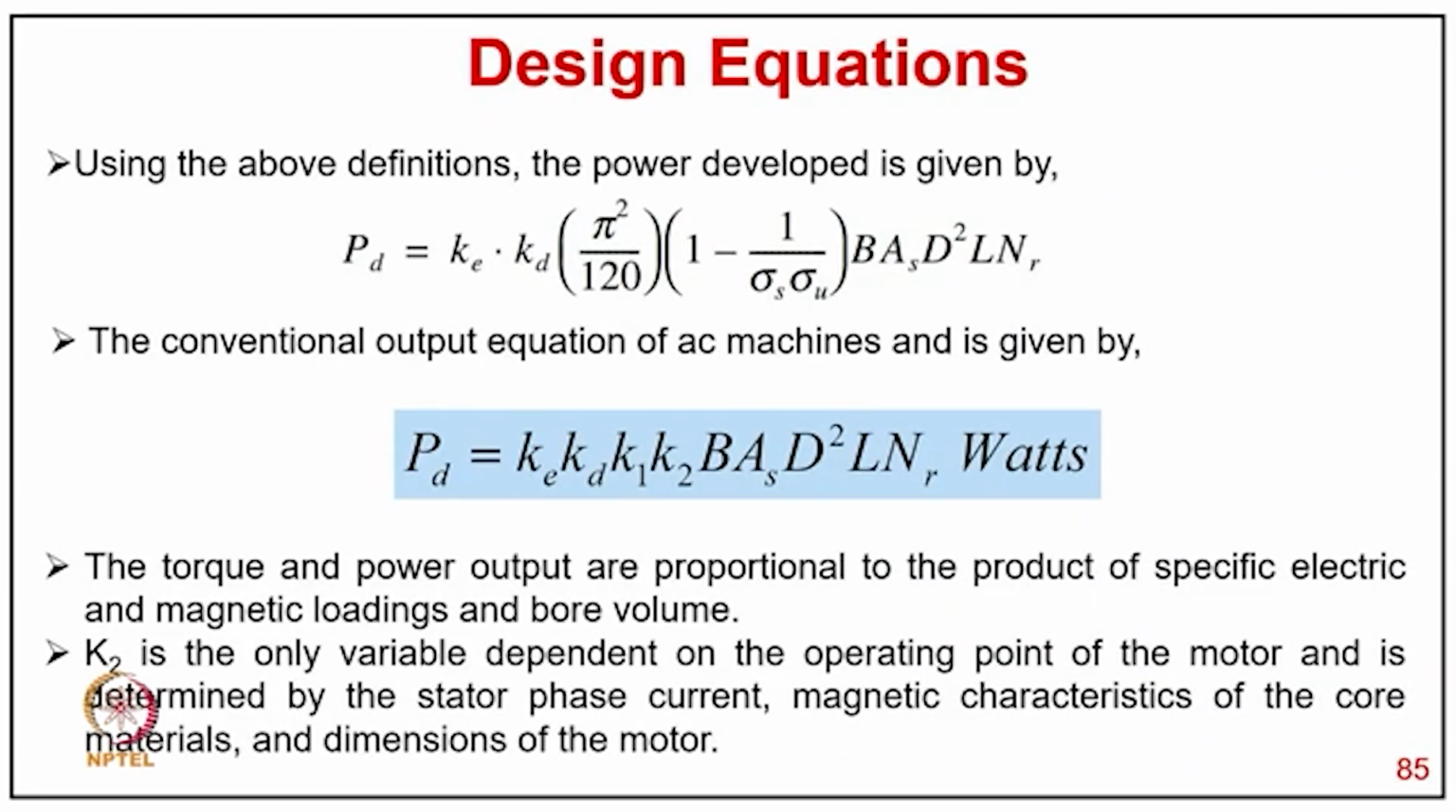Using the above definitions, the power developed by the machine is P_D equal to K into K_D into pi square upon 120 into bracket 1 minus 1 upon sigma_s sigma_u into B into A_S into D square into L into N_R. So the conventional output equation of an AC machine is given as P_D equal to K_E, K_D, K_1, K_2, B, A_S, D square L N_R in watts. So the torque and power output are proportional to the product of specific electric loading and magnetic loading and bore diameter, and K_2 is the variable dependent on the operating point of the motor and is determined by the stator phase current, magnetic characteristic of the core material, and the dimension of the motor.